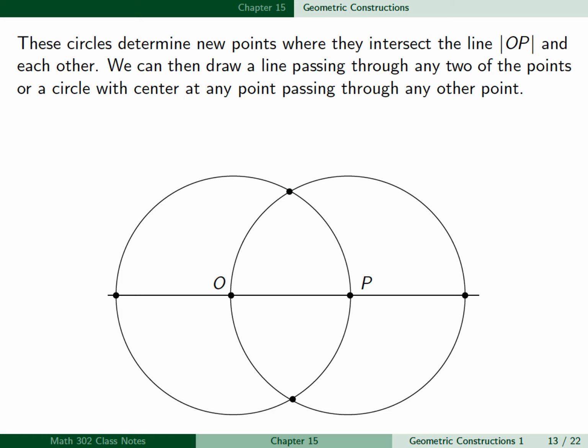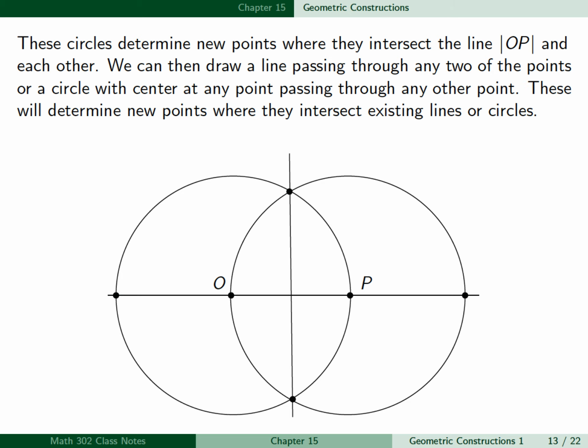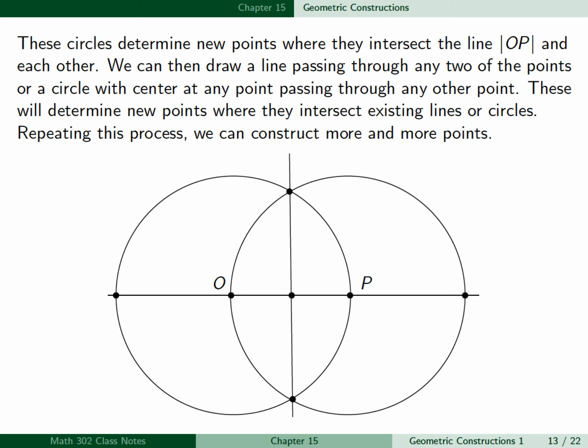We can then draw a line passing through any two of the points, or a circle with center at any point passing through any other point. These will determine new points where they intersect existing lines or circles. And repeating this process, we can construct more and more points.